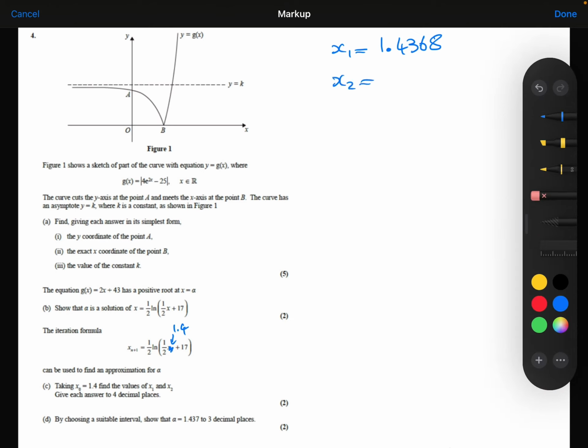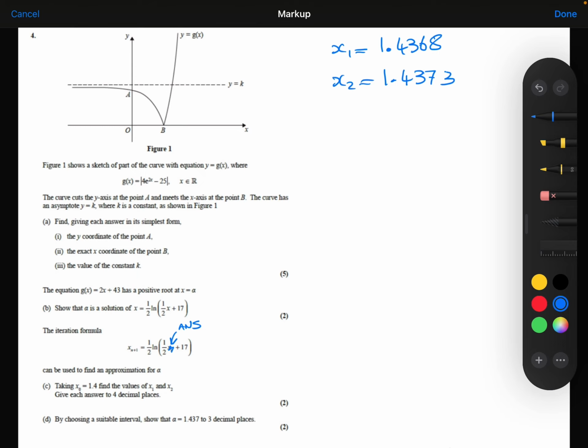To get x2, I'm going to use the exact same iterative formula, but instead of substituting the 1.4, I'm going to substitute the answer, or the 1.4368. So on my calculator, a half of ln of 1/2 times answer plus 17, and I get 1.4373 to 4 decimal places.